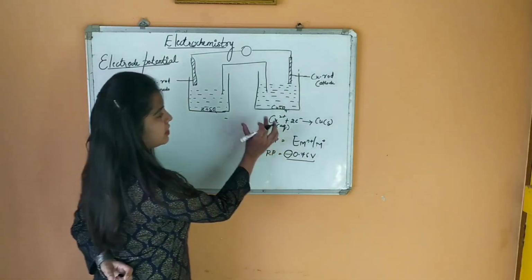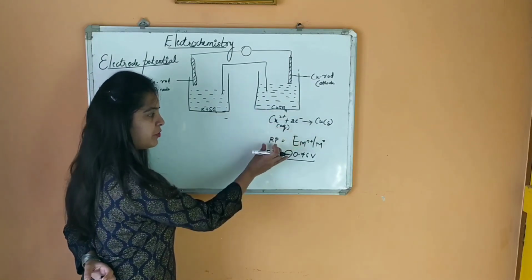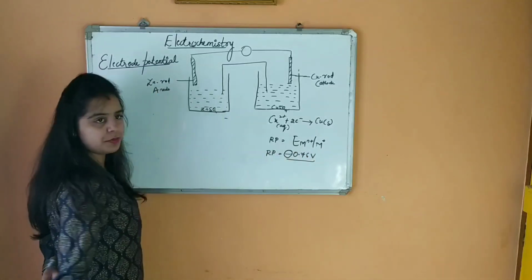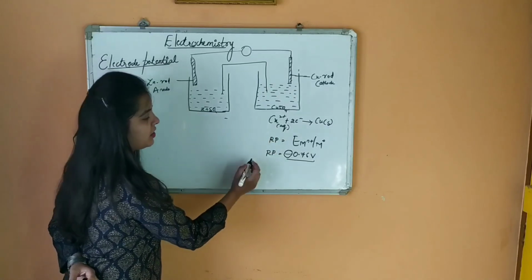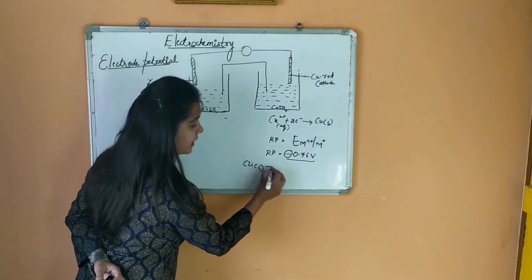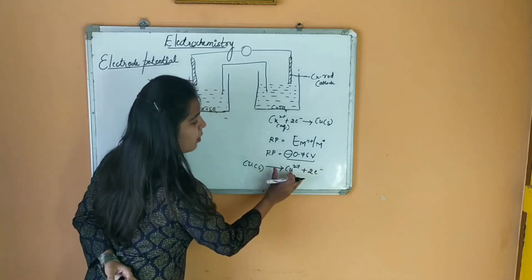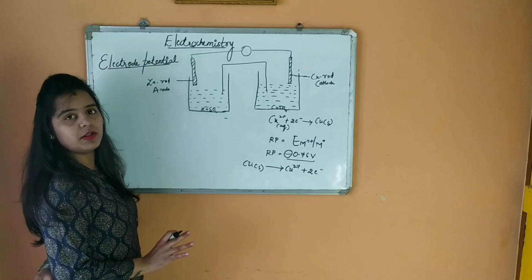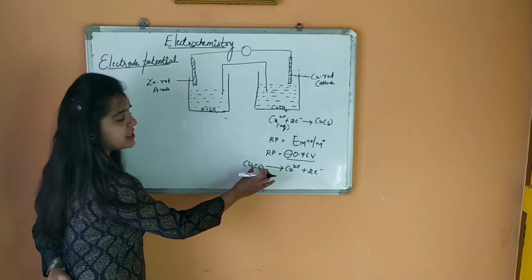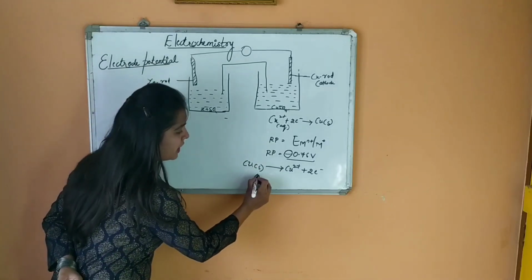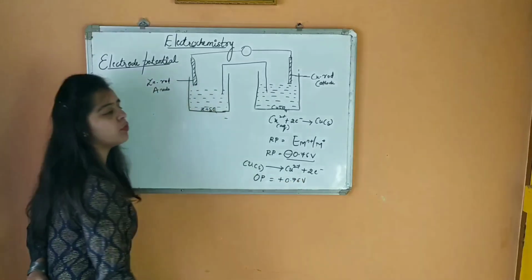Now, students, this is a reduction half cell and this is a reduction reaction. Therefore, the reduction potential measured is this much. Now, my question is, can this reaction be reversed? Yes. Copper metal can lose 2 electrons to become copper 2+ state. This is possible, but it will be a non-spontaneous reaction. And this reaction is an oxidation reaction. Therefore, its oxidation potential also can be measured, which is 0.76 volts.